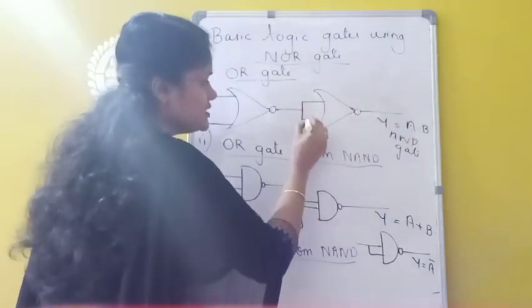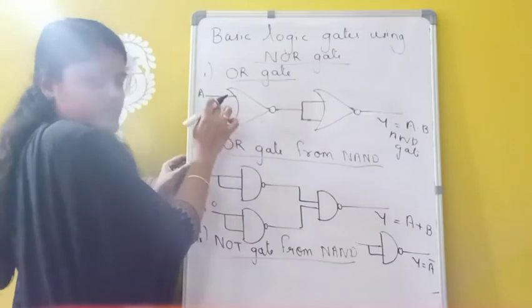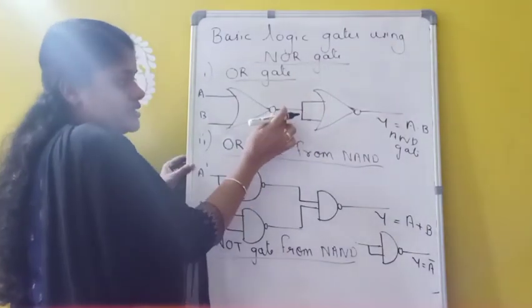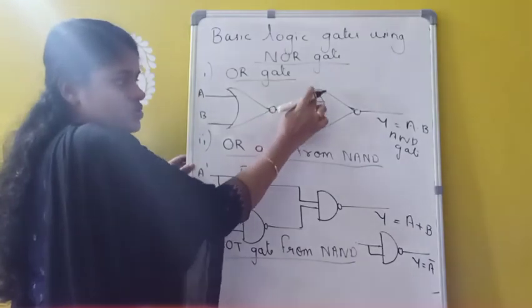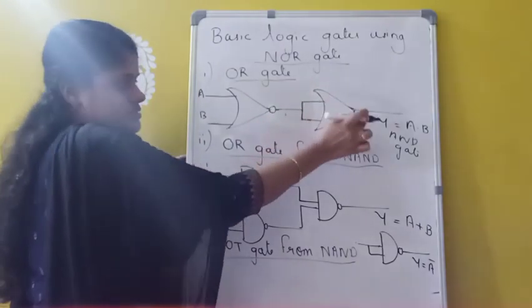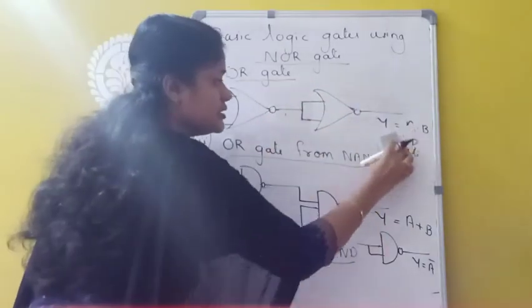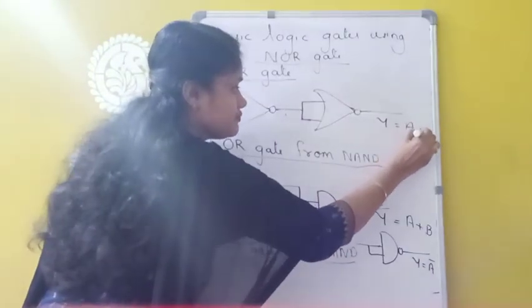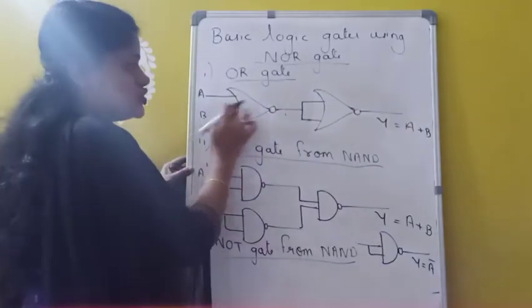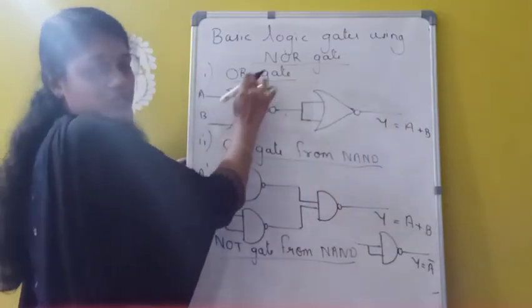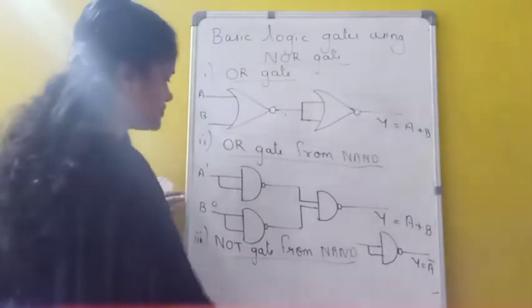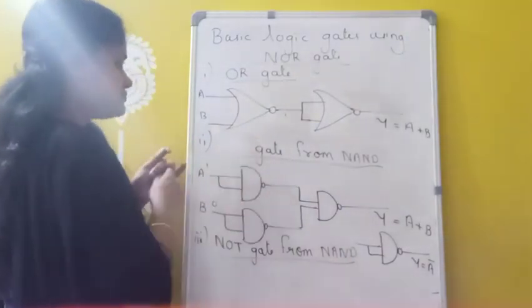Another NOR gate. The output of this NOR gate is given to the input of the second NOR gate. So here suppose the output is 1, meaning both the inputs will be 1 for this NOR gate. Then the output will be which one? OR gate. So Y equals A plus B. So using 2 NOR gates we can derive which one? One OR gate. Okay. Similarly, next one, AND gate.